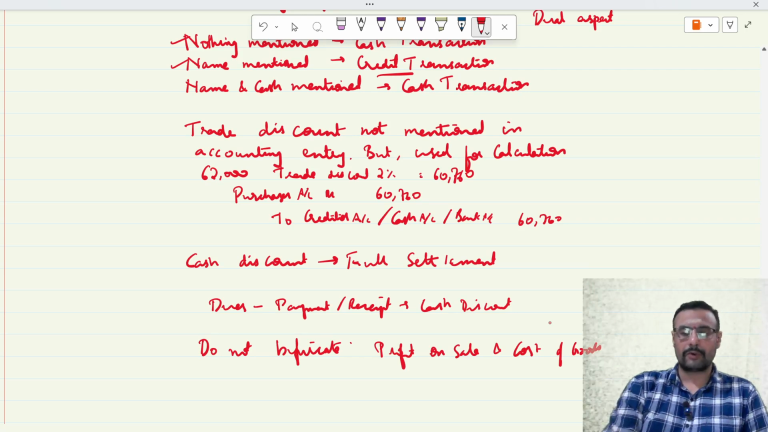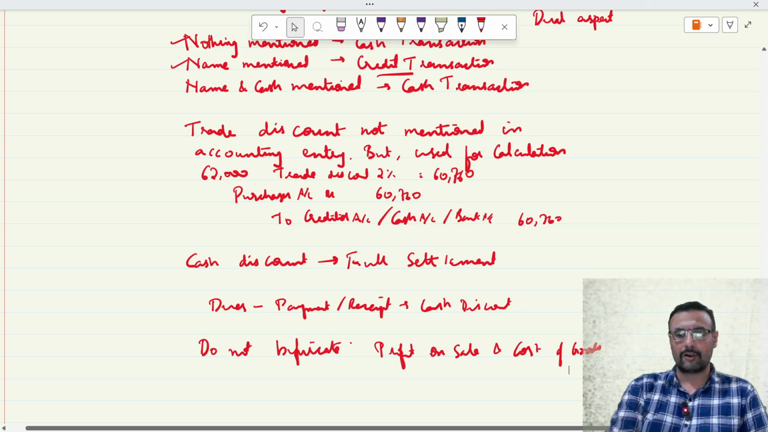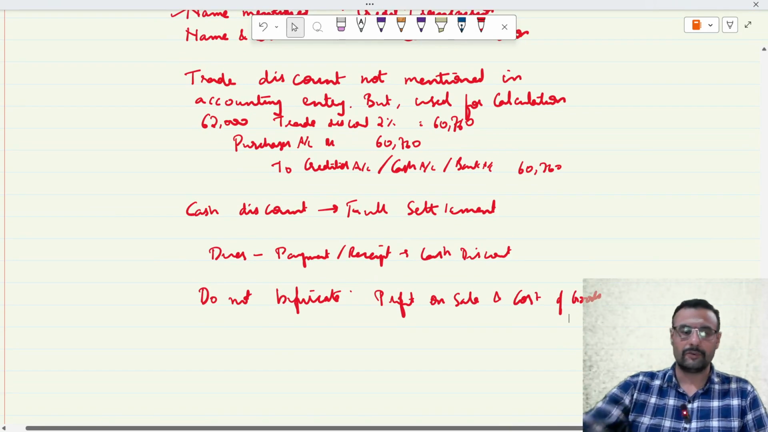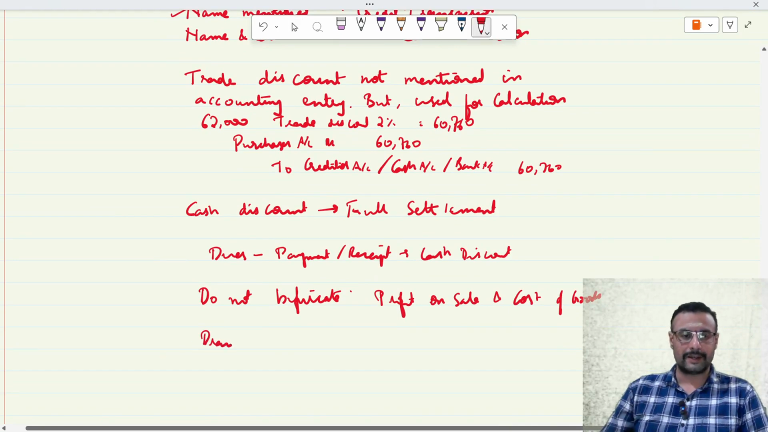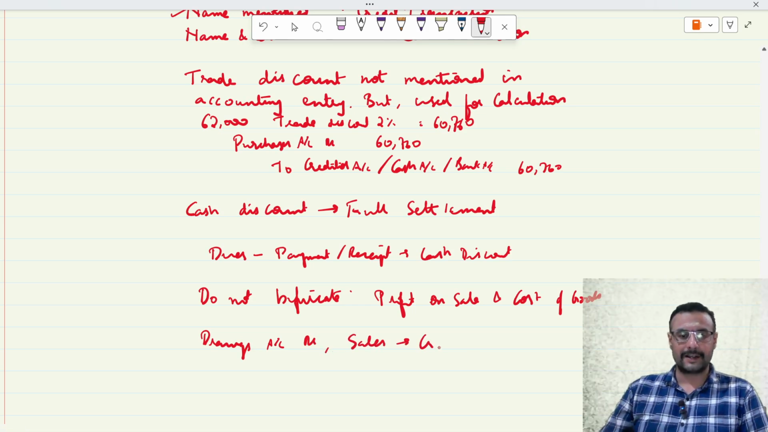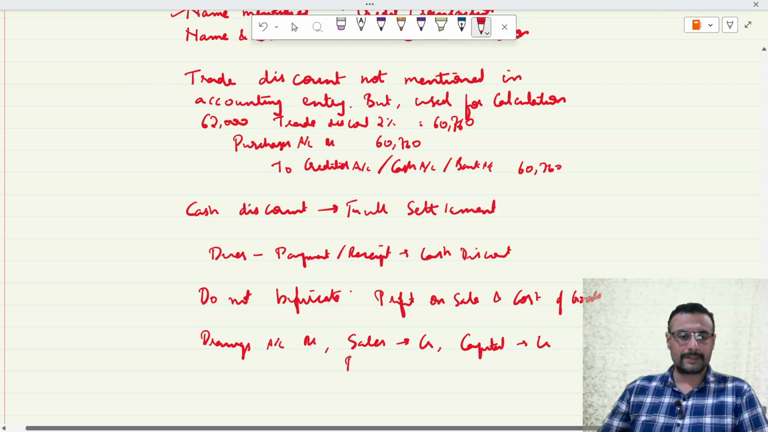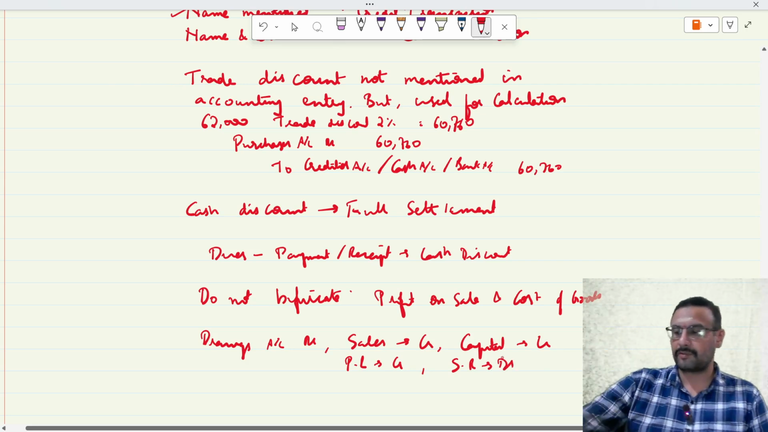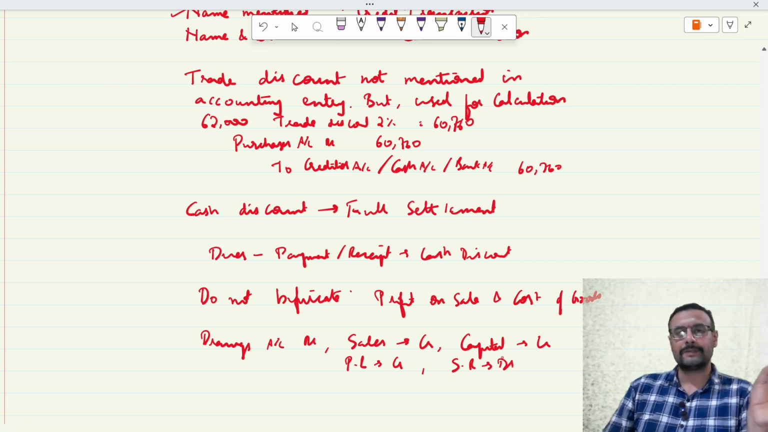And one more important thing is, in your journal entry, drawings account will always be debit. Drawings account debit always. Then sales always credit. Capital always credit. Alright, then purchase return always credit, then sales return always debit. These are some of the mistakes that students will make. And expenses always debit and incomes always credit.